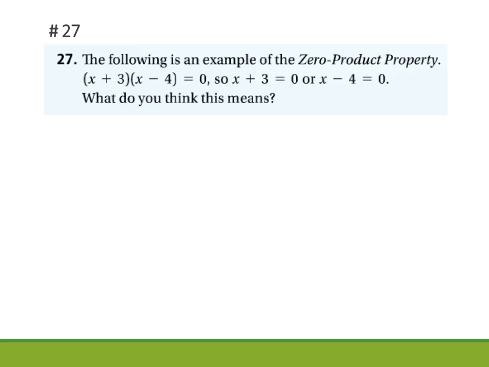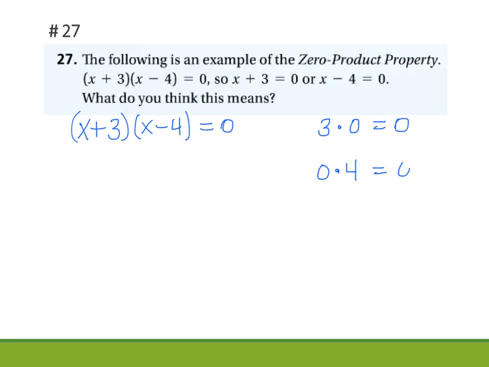Well, let's think about this equation. This equation is a quadratic that is in factored form that has been set equal to 0. We're going to be working with these particular types of equations in Chapter 9. Now I want you to think about what it means for two factors to equal 0. So what if I gave you the problem 3 times 0 equals 0? Or I gave you this particular equation, 0 times 4 is equal to 0.